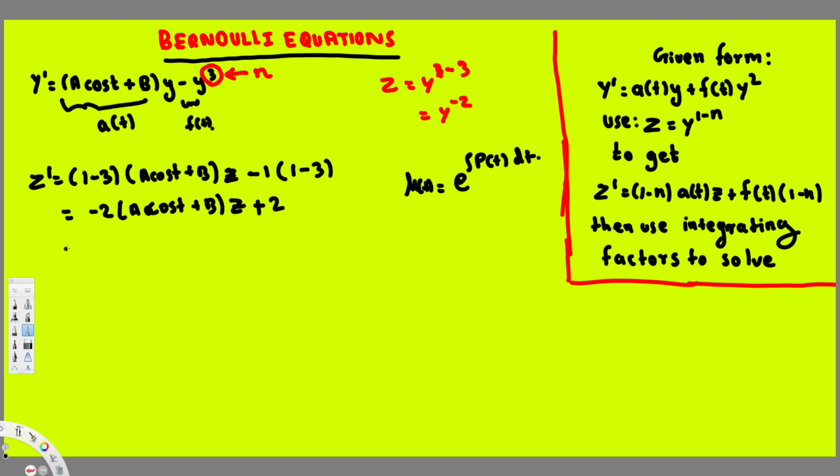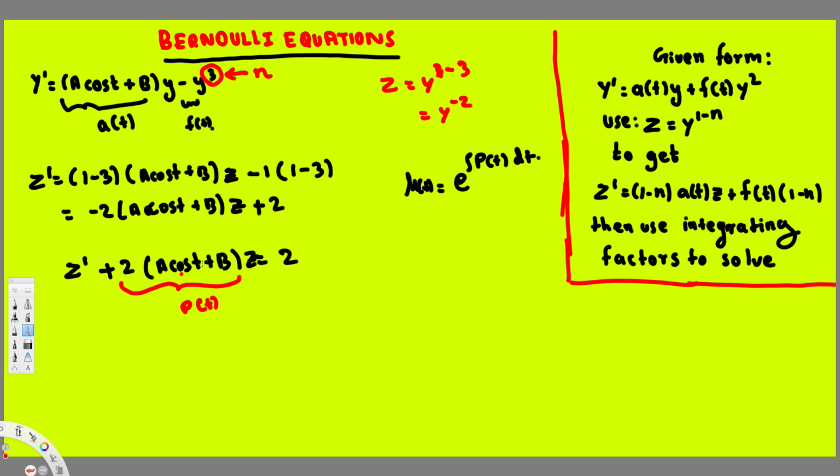Now if I arrange this one in standard form, it's going to look like that: z prime plus 2 a cos t plus b z, and after the equal sign we are going to have 2. So this is the linear first order differential equation in standard form. And if you remember, we have z right here, and this value is our p of t, right? In the standard form, this is what we call p of t.